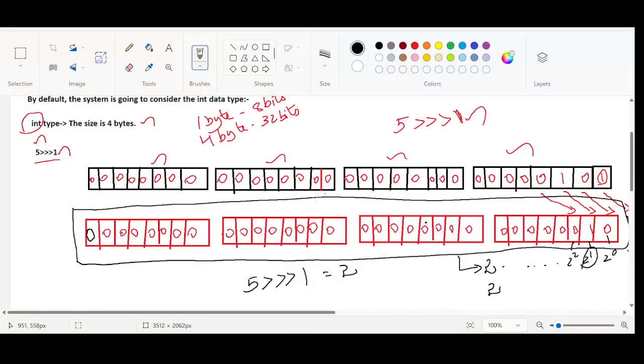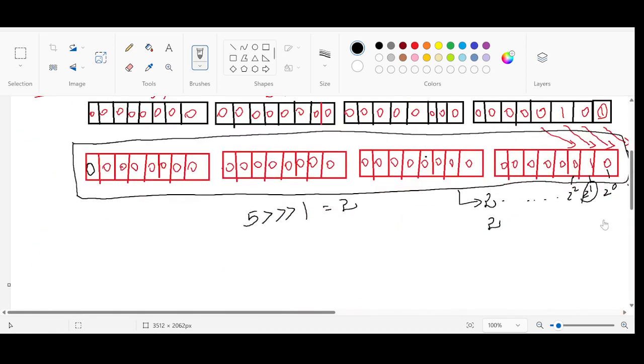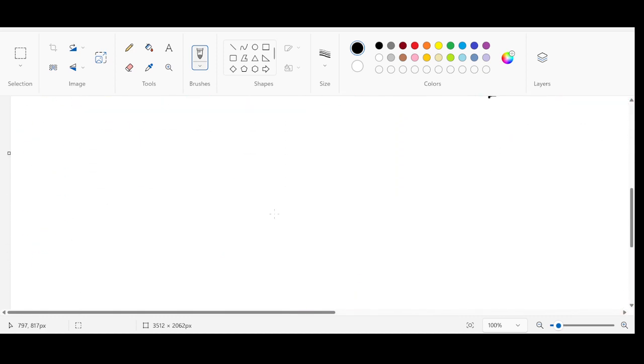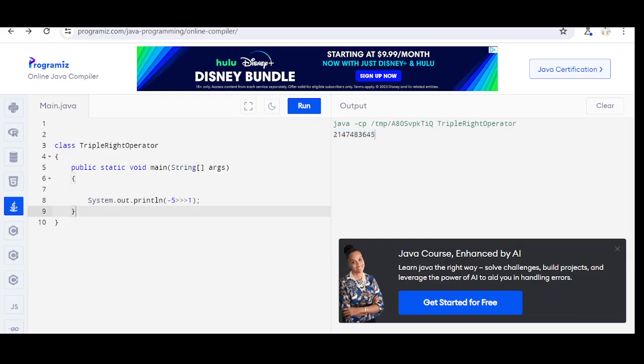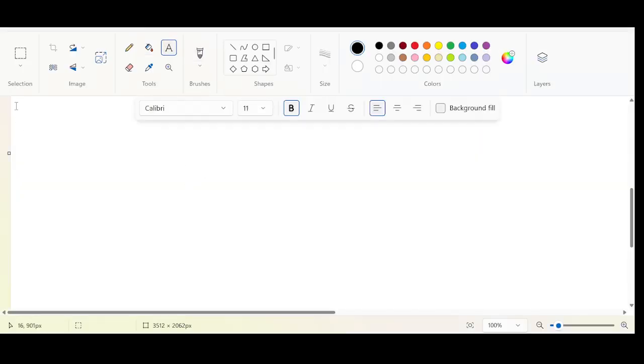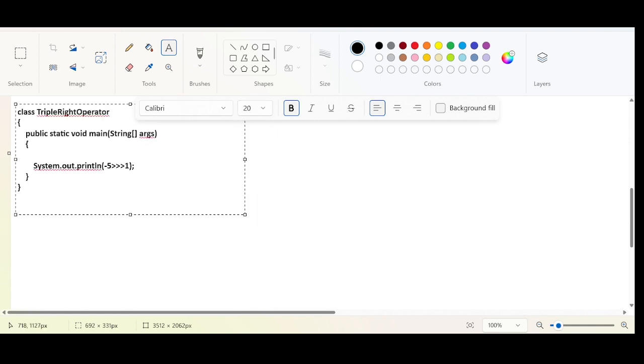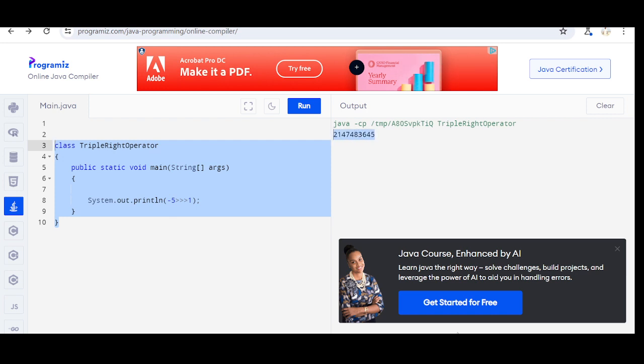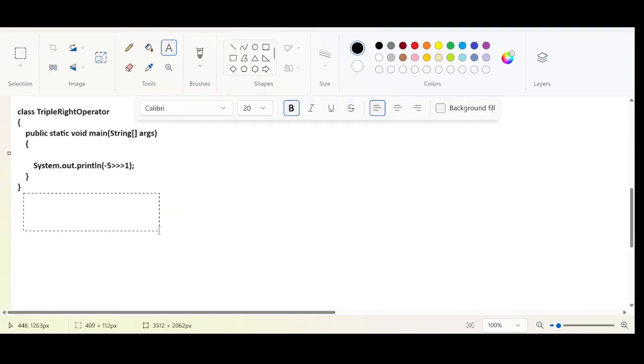So for the positive numbers, we have no issues, and we are not finding any issues for the negative number either, but we need to find why the difference is very huge. Why is the answer this? So let me take the same program. This time we will analyze it in a different way. This is the program. I'm just copying it and pasting it in the paint box. After the execution, we get the output like this, a very big number.